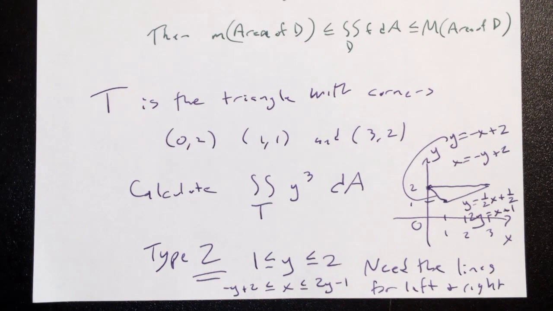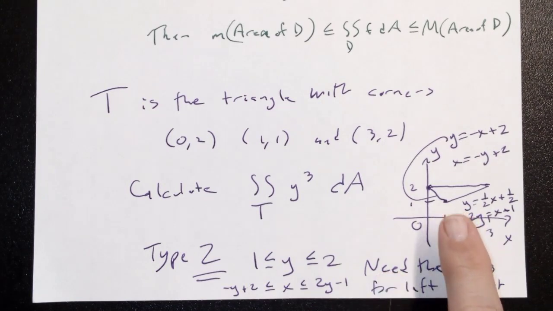Much easier to do as a type 2 region. You could do it as a type 1 region. It is a type 1 region. You'd have to do 2 of them, because you'd have to break this up right at that corner so that you had a left region and a right region that didn't overlap except at the boundary.